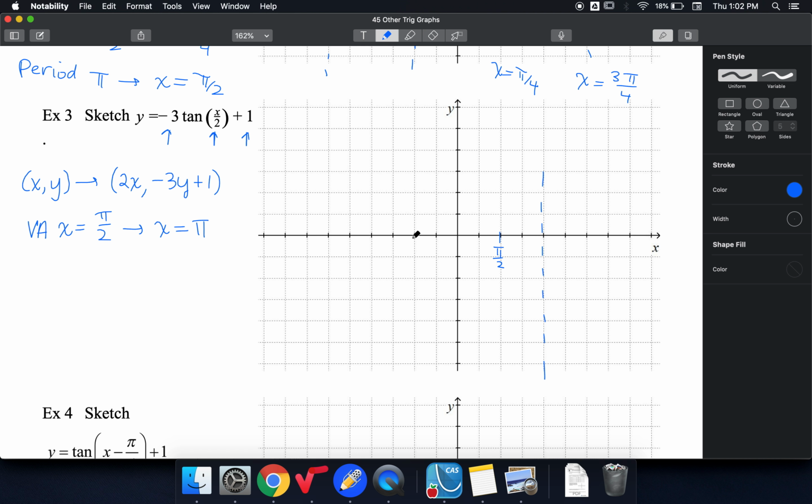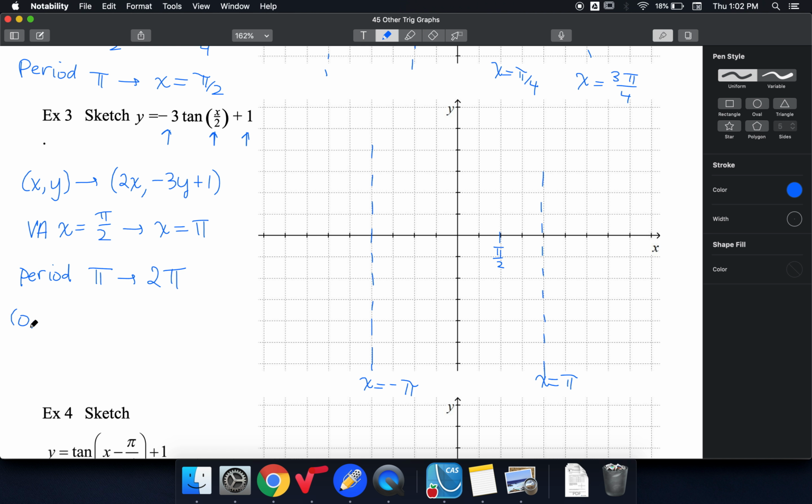Similarly, the negative pi over 2 asymptote just became negative pi. So I've got a really wide period. Let's think about that making sense. Normally my period covers an x distance of pi, but now I'm going to double it. My period is going to be 2 pi, and that makes sense because this was x equals pi, x equals negative pi, so I have a whole period. That's a total distance of 2 pi.